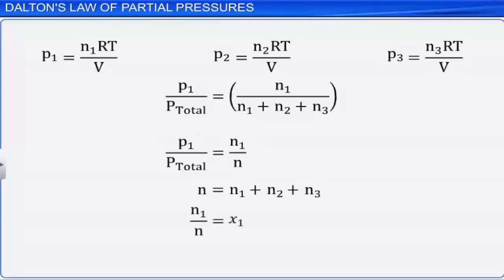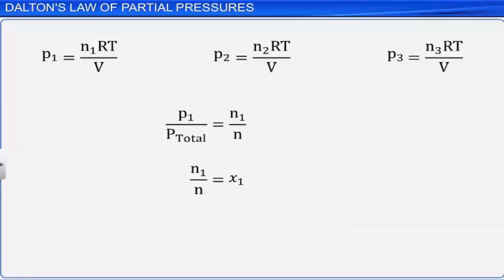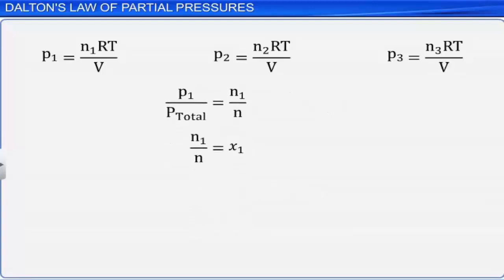For a mixture of gases, the mole fraction can be defined as the ratio of number of moles of an individual gas to the total number of moles of all the gases present in a mixture. On substituting the values, we get P1 divided by P total is equal to X1. This equation can be written as P1 is equal to x1 multiplied by P total.